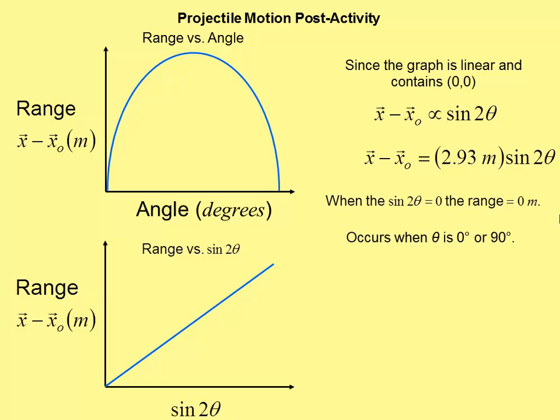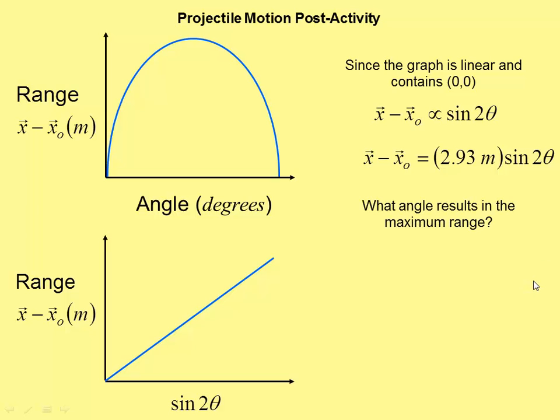Two times when the range is 0. Because if you shoot it off at 90 degrees, it just goes straight up and comes straight down, right? So it doesn't go anywhere horizontally. And if you shoot it at 0 degrees, it hits the ground right away.